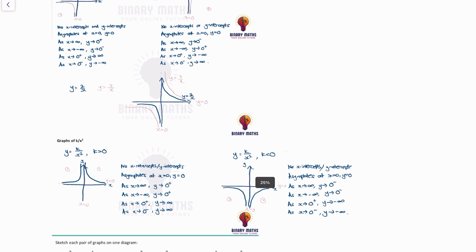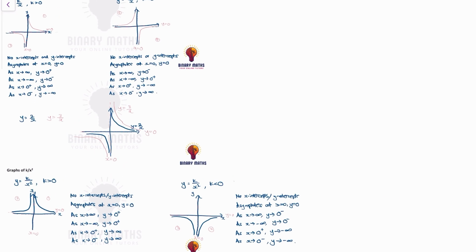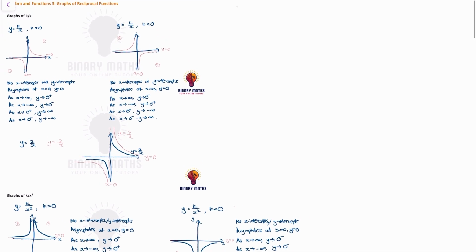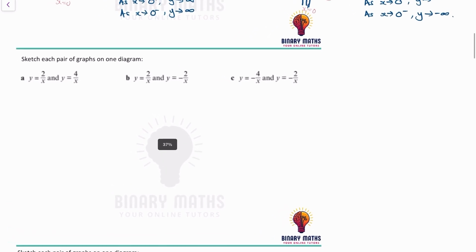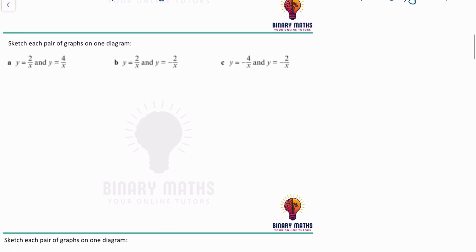So now that we've gone through all the theory, which is here, we're going to answer some questions. So let's go through some questions and examples. Okay, sketch each pair of graphs on one diagram. Okay, so let's answer A first.